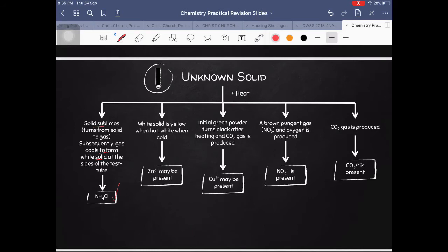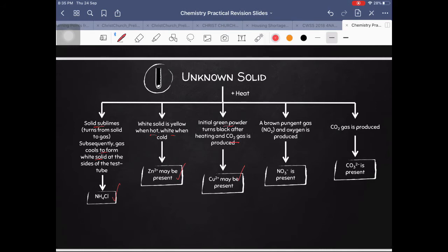If you heat this unknown solid and a white solid is yellow when hot, and when you cool down it turns back to white, this solid would have contained zinc 2+ ions. If you heat this unknown solid and initially it was green in color and it turns black after heating and carbon dioxide gas is produced, this unknown solid contains copper 2+ ions.